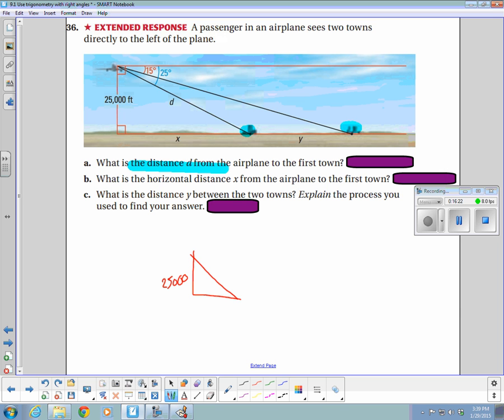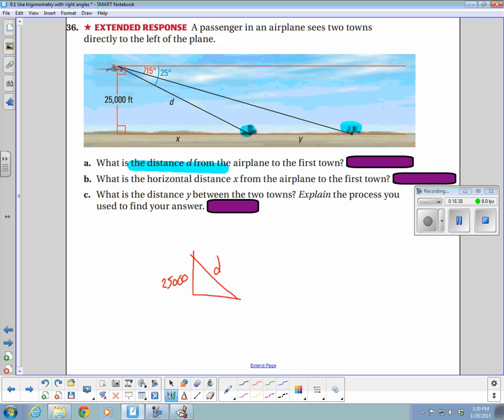We know that we're trying to find, what are we trying to find here? We're trying to find D, which is this side. We're trying to find D right here, okay? And what do we know about its angle? This is where you got to be careful, okay?